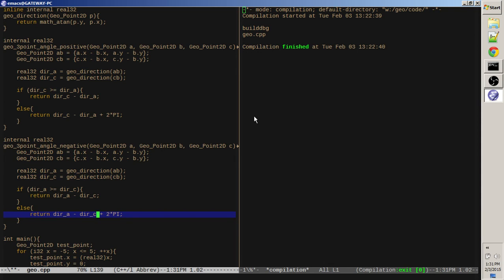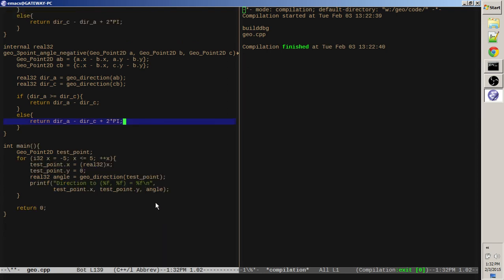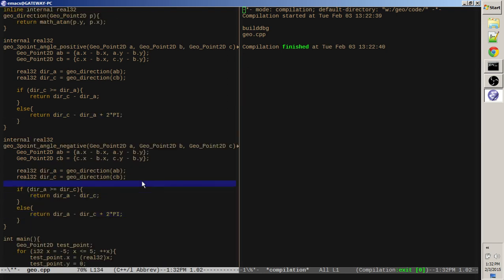So if A happens to be less than C, so here's A, here's C, and there's 90 degrees between them this way, and I want the negatively oriented angle between them, that means I'm going to move this way, and I should get an answer of 270. But if I do dir A minus dir C, what I'm actually going to get is negative 90, but once I add 360, I get back to the answer 270. So that should be how we do the negatively oriented angle.